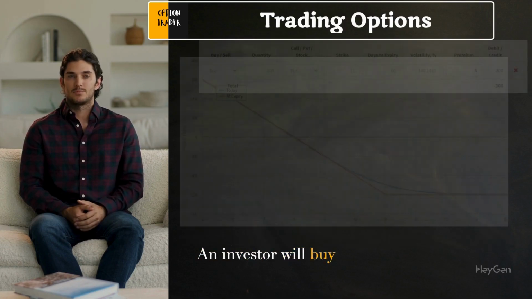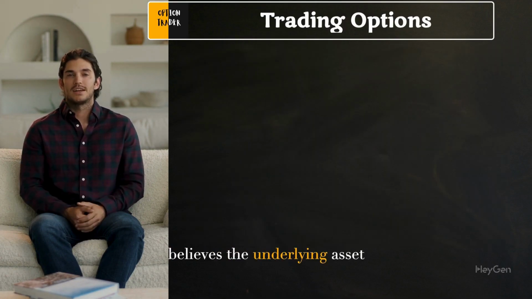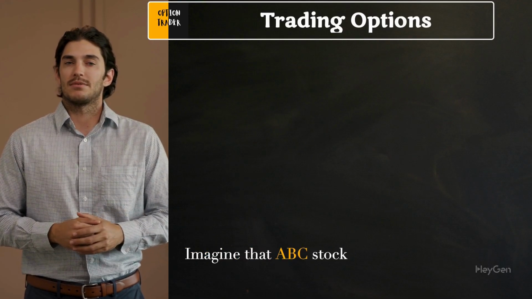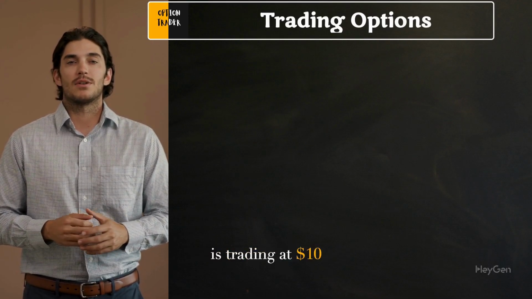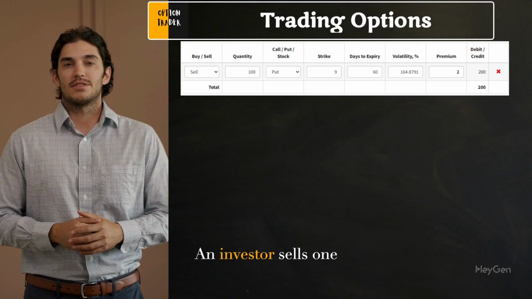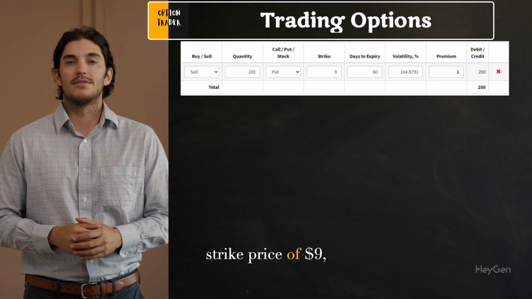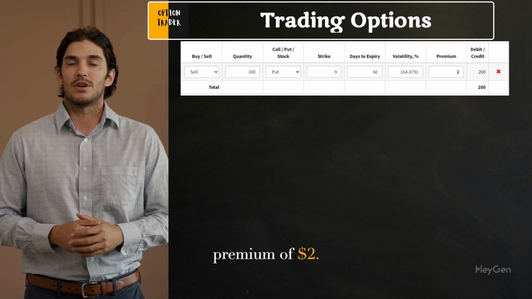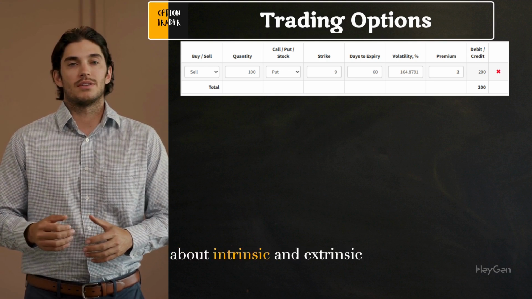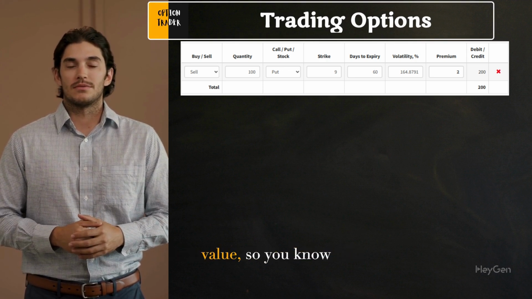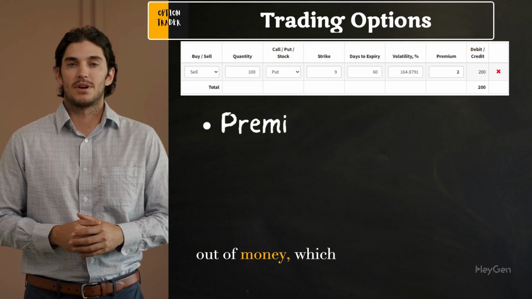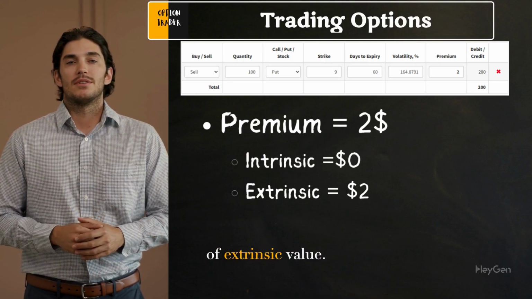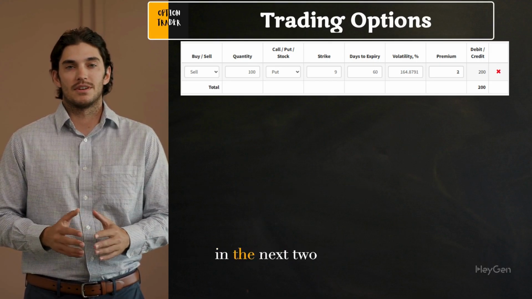An investor will buy a put when she believes the underlying asset will depreciate in value. Put option seller. Example. Imagine that ABC stock is trading at $10 per share. An investor sells one put option with a strike price of $9, an expiry date of 2 months, receiving a premium of $2. You have already learned about intrinsic and extrinsic value, so you know that this option is out of money, which means that the $2 premium received consists solely of extrinsic value. 3 things could happen in the next 2 months.